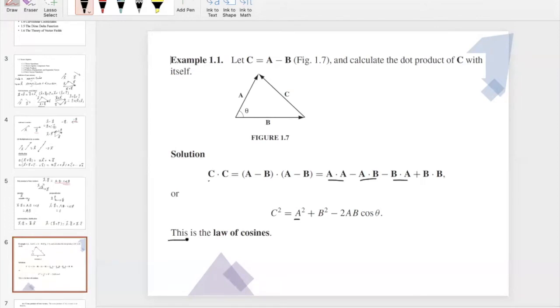Okay, so this is the law of cosines. Do you remember this law in geometry? If you have a triangle, you will have this law of cosines: C squared equals A squared plus B squared subtracted by 2AB cosine theta. And of course, for any triangle, you will have this feature. This is the law of cosines.